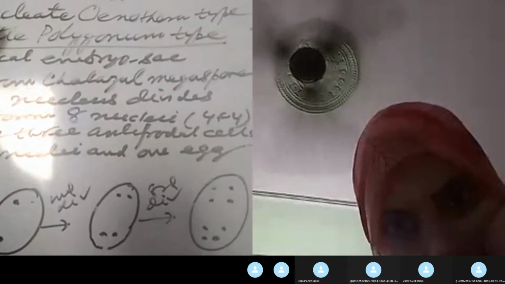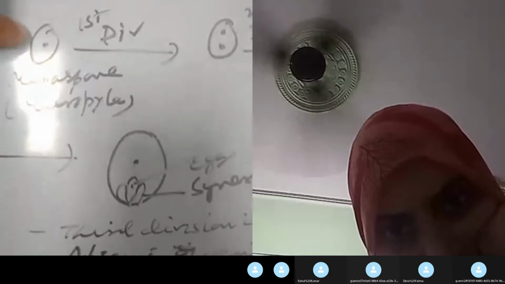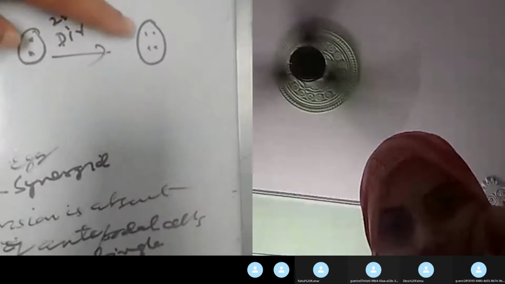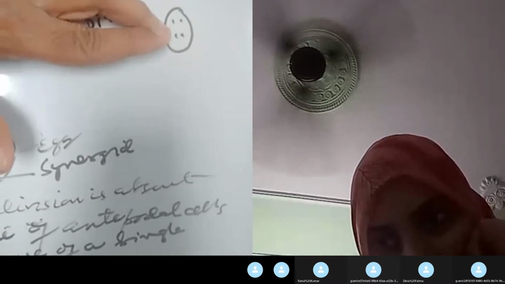We have already seen the 8 nucleate type. Now look at the 4 nucleate Oenothera type of embryo sac. In this case, the micropylar megaspore is functional. This nucleus undergoes the first division to form two nuclei. Again, these two nuclei divide to form four nuclei. The third division does not take place, and these four nuclei do not divide any further. In this way, only four nuclei are produced. Therefore, it is called four nucleate.